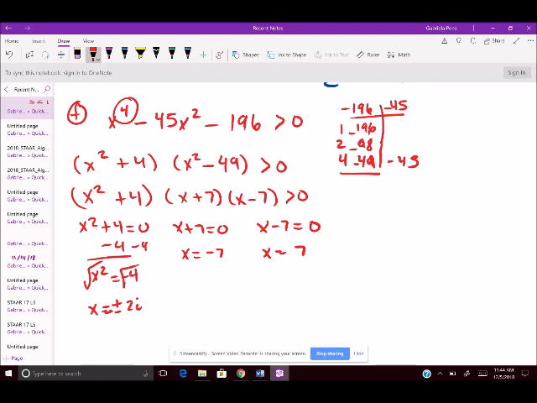Are we good? Yes? So then here, when I'm thinking of my number line, it goes from -7 to 7. Bracket or parentheses? Parentheses. So -infinity to -7, parentheses, -7 to +7, +7 to positive infinity.